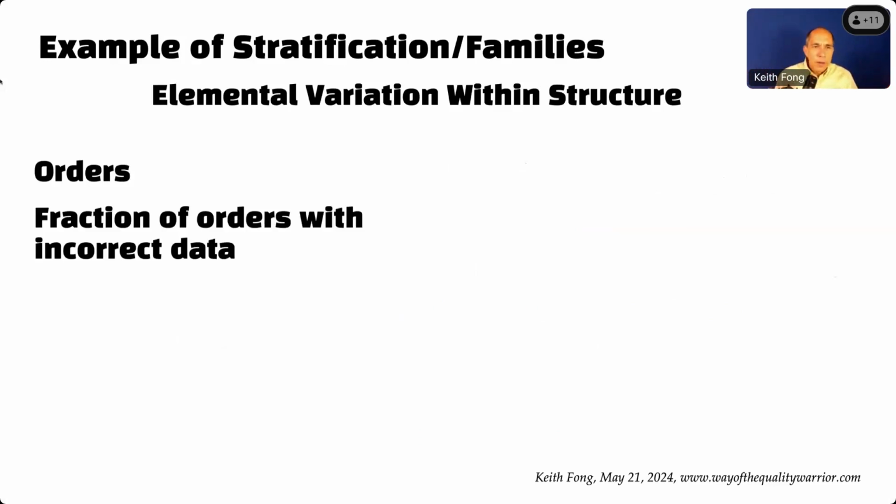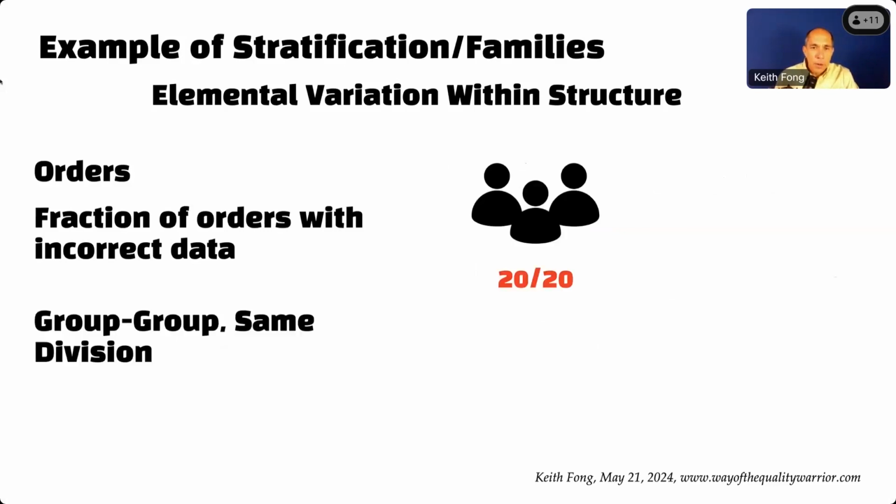Let's look at group to group, right? So now again, we're in the structure. We have 2 different groups. It's kind of like having 2 different production lines. And what we see here, again, we're going to look at the fraction of orders with incorrect data. So basically, we're taking the person-to-person comparison that we just made. Now we're looking at group to group, and they're within the same division.